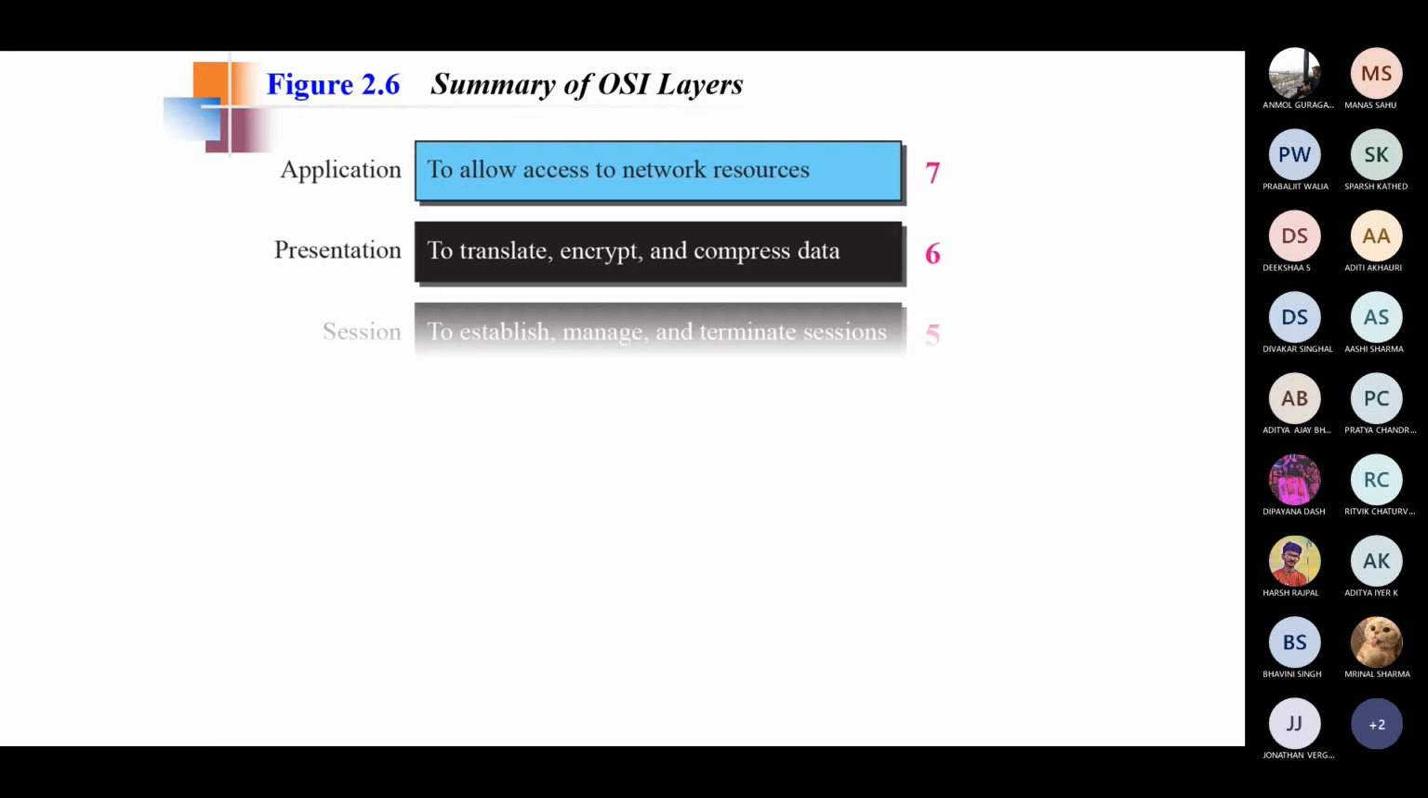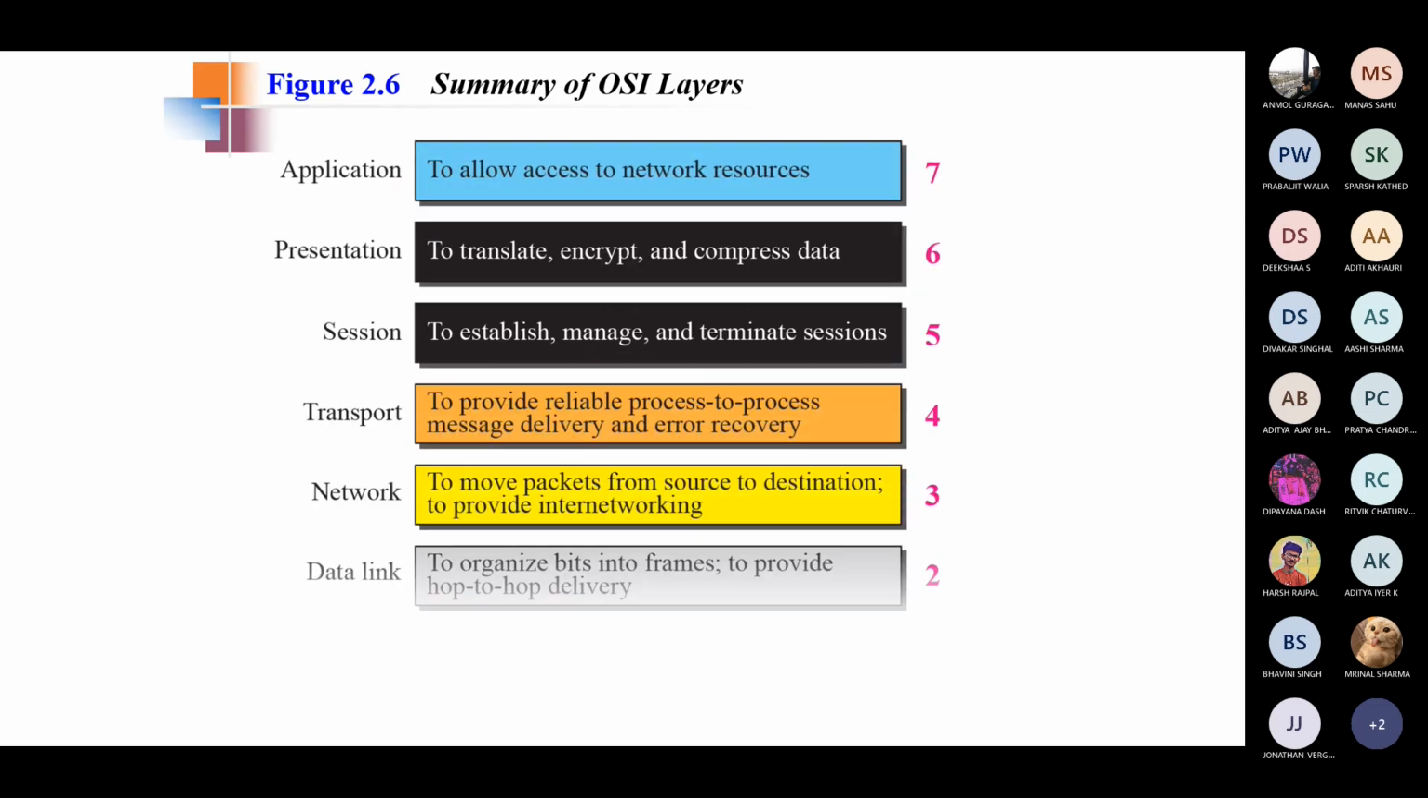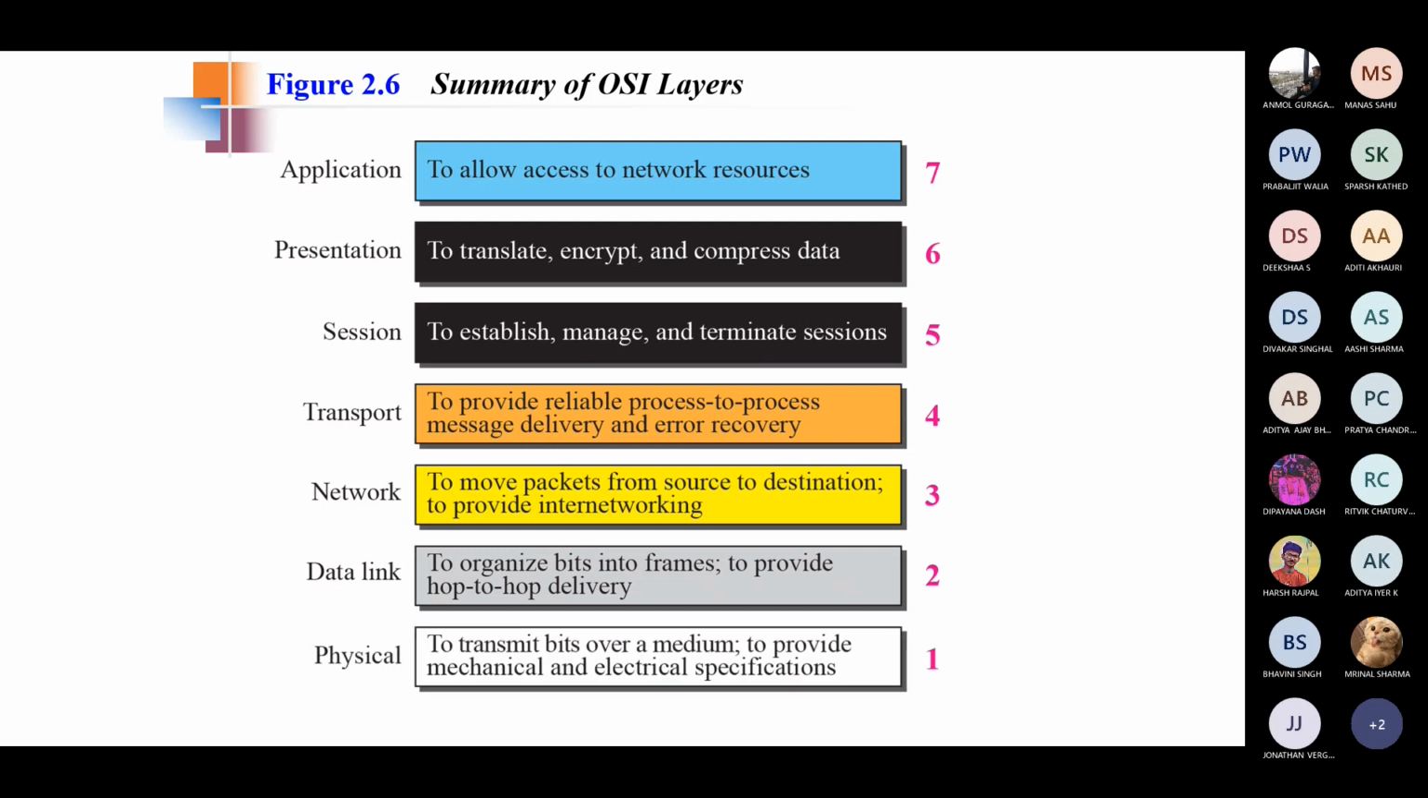Next, I told you that each and every layer in the OSI model has certain functionalities. So these are the functionalities. Physical layer: to transmit bits over a medium, this physical layer is used. To organize bits into frames: the first layer deals with bits and transmits the bits over the medium, and the second layer, the data link layer, organizes the bits, converts the bits into frames.